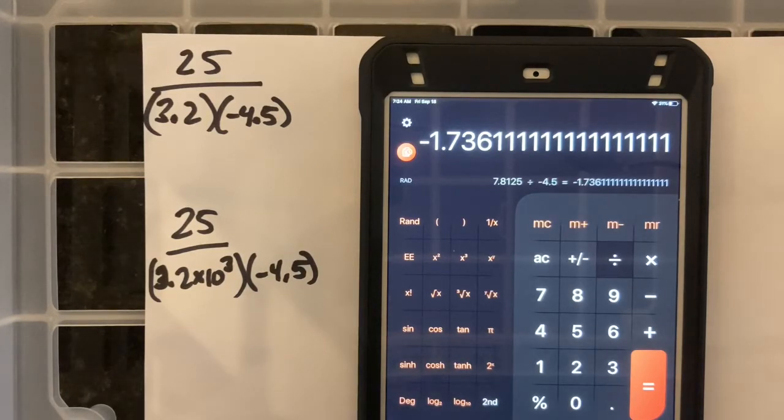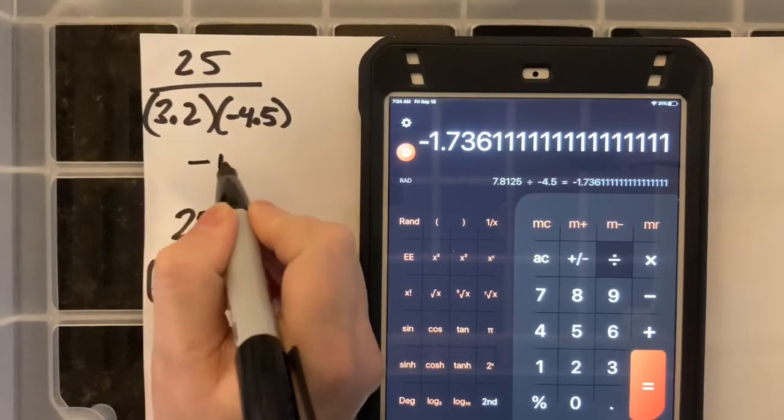If we were going to write that in proper sig figs, all of our items have 2 sig figs, so our answer would just be negative 1.7.